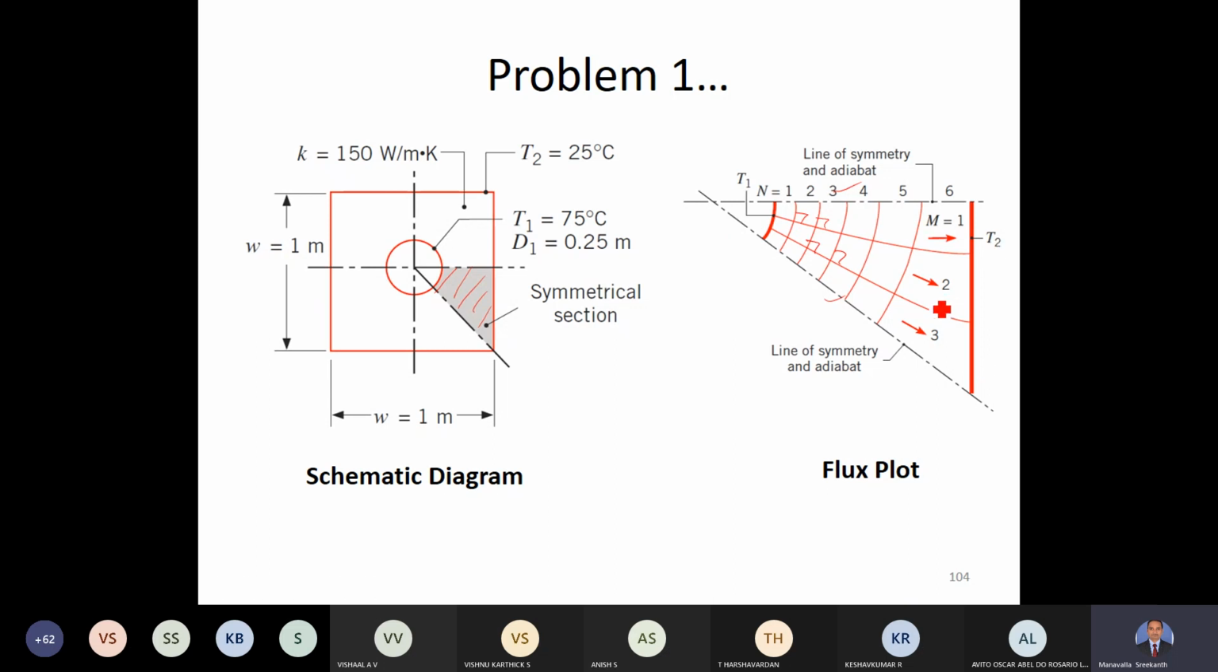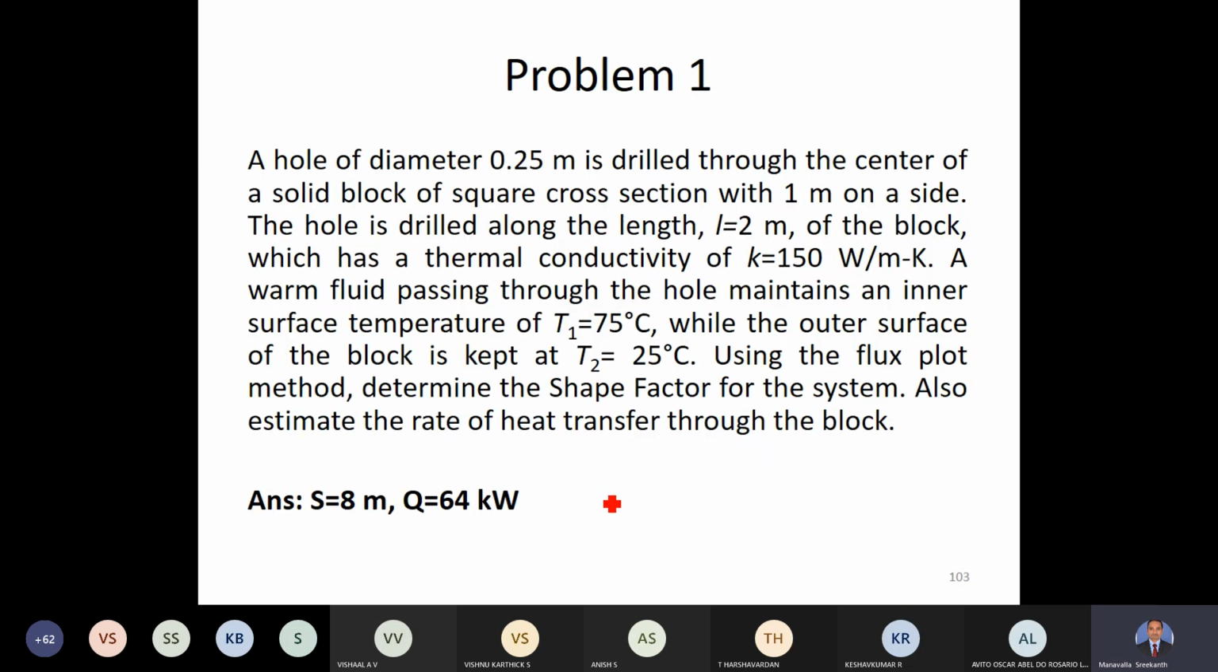Now you can see how many lanes there are in this particular diagram. The number of lanes are M is equal to 1, 2, and 3. So M is equal to 3, number of lanes of heat transfer. Similarly, how many temperature increments? From T1 to T2, how many parts did we break that difference into? T1 is 75, T2 is 25, so the difference is 50. That 50 difference is broken into 1, 2, 3, 4, 5, 6. So we have N is equal to 6. We also have the value of L. L is 2 meters.